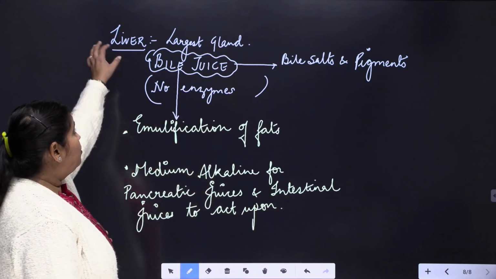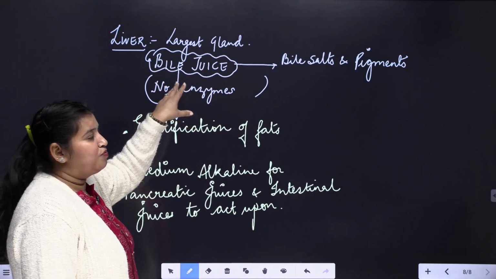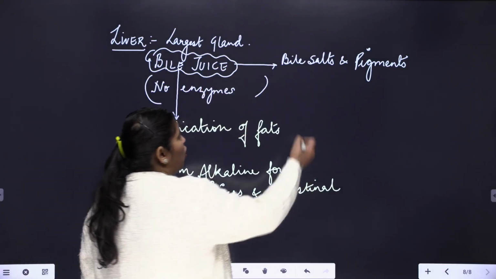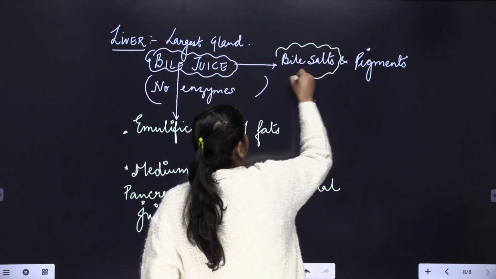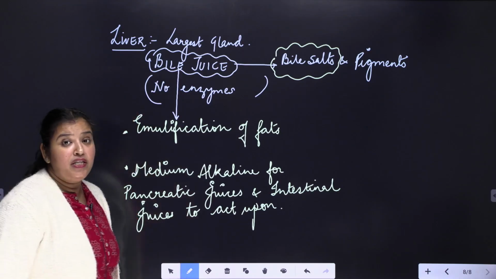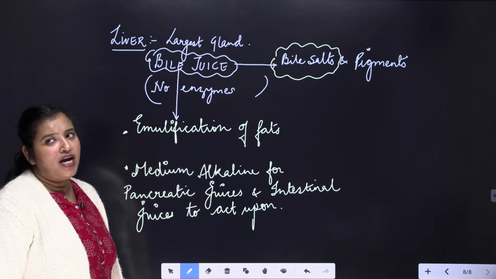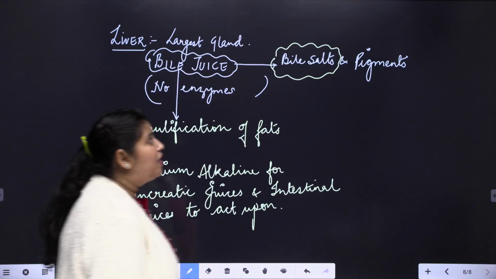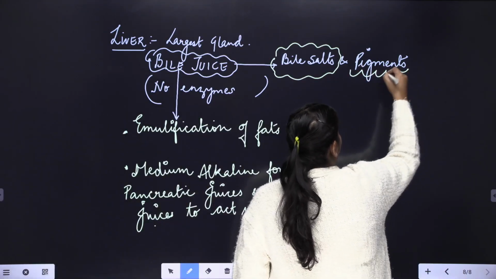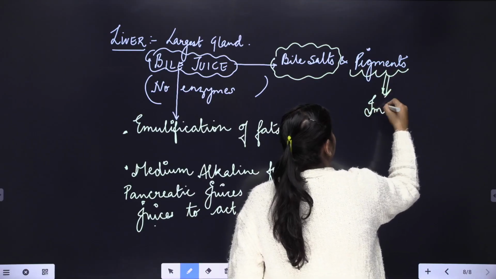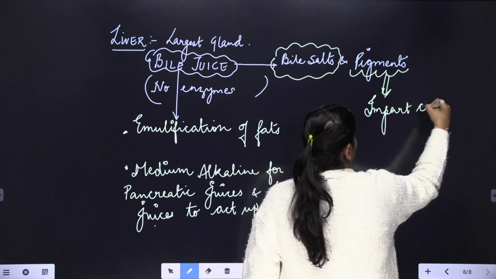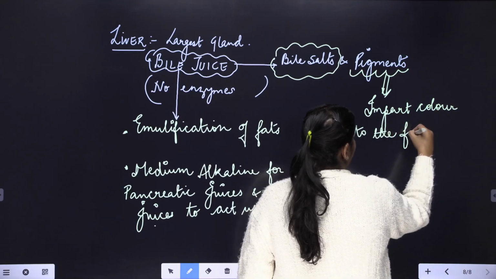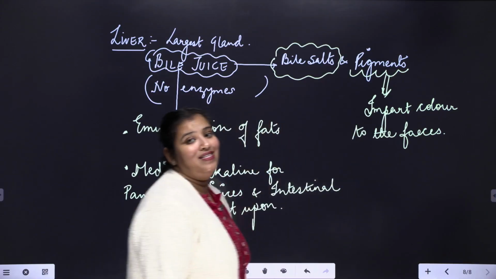All right. So, the liver is the largest gland secreting bile juice. Bile juice does not have enzymes. It contains bile salts and pigments. Bile salts are responsible for emulsification of fats and making the medium alkaline for the pancreatic and the intestinal juices to act upon for further digestion. Then what is the role of the pigments? These pigments are responsible to impart color to the feces. The feces are the semi-solid waste.